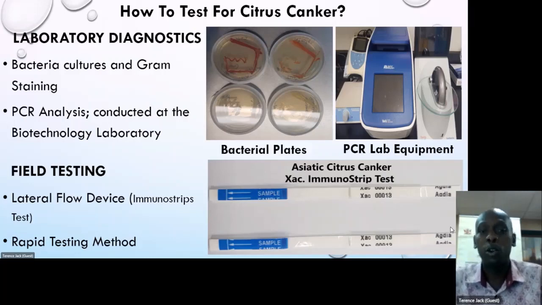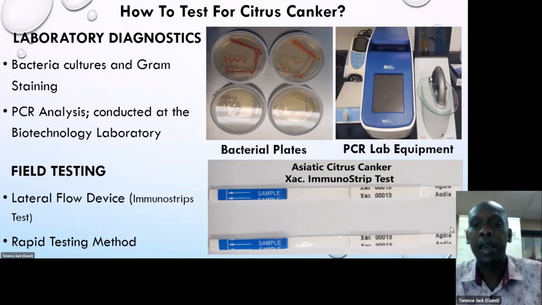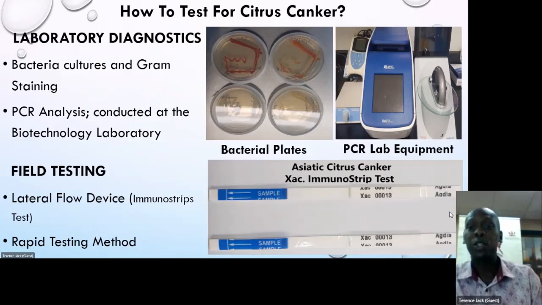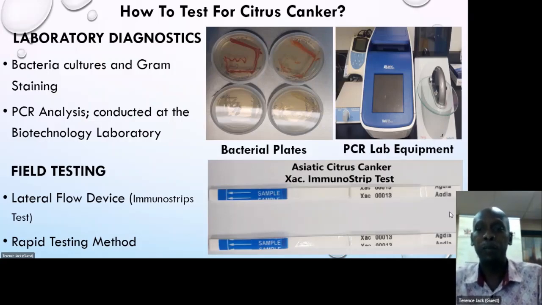Also, in testing for Asian citrus canker, we will produce microscope slides that we will be able to observe underneath the microscope and determine what pathogen we are looking at. Also, at the research division, we are able to utilize PCR technology and analysis to confirm with a high degree of certainty whether Asian citrus canker is present or absent from the sample that we would have collected in the field.